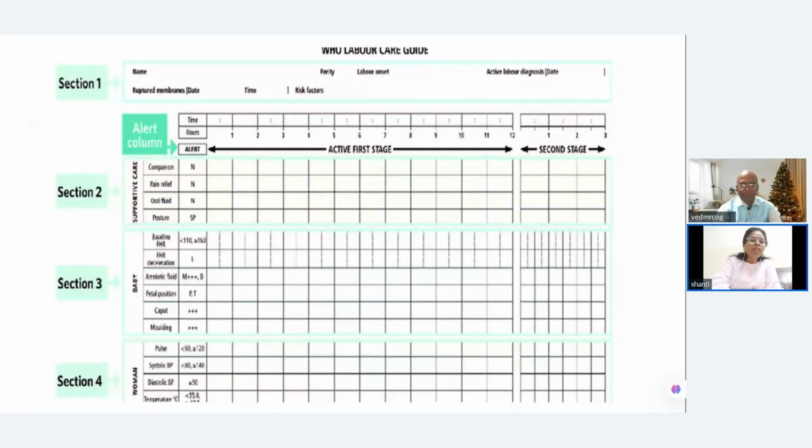So this is a fixed duration. For example, at 5 centimeters we have to wait for at least 6 hours, and at 6 centimeters we can wait for 5 hours. So let us discuss this in detail in this section. So, section one.